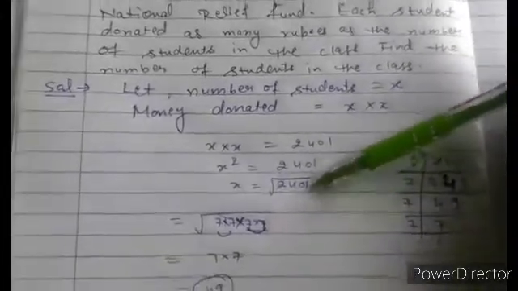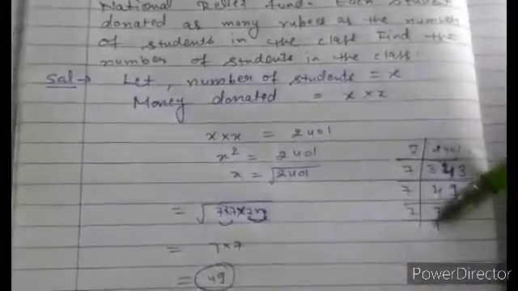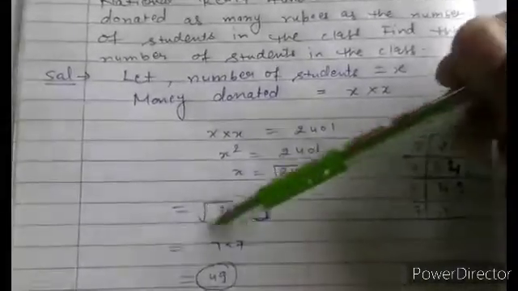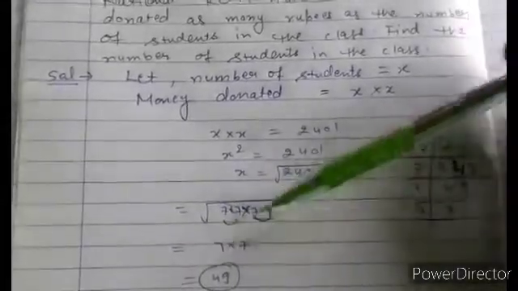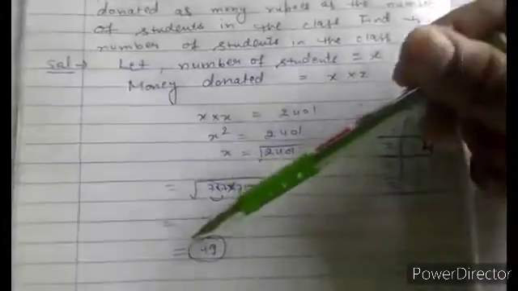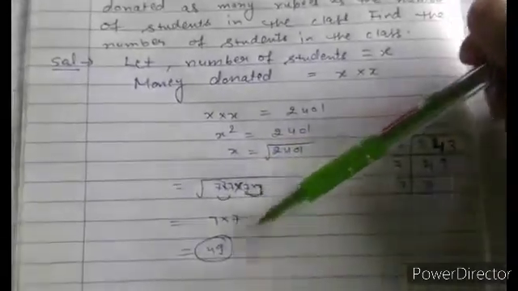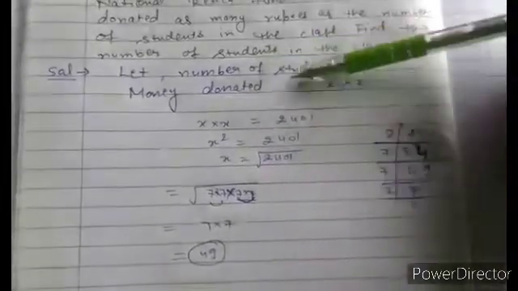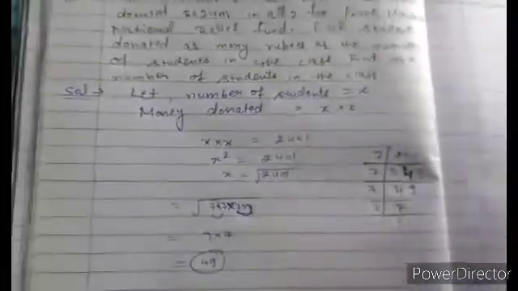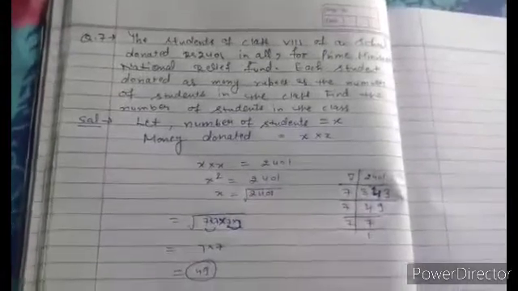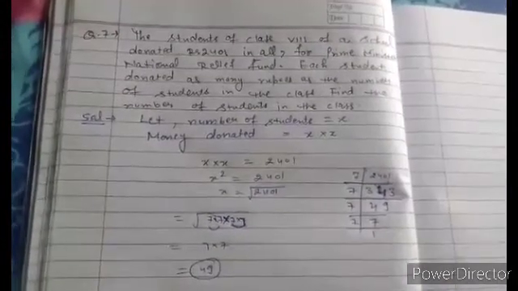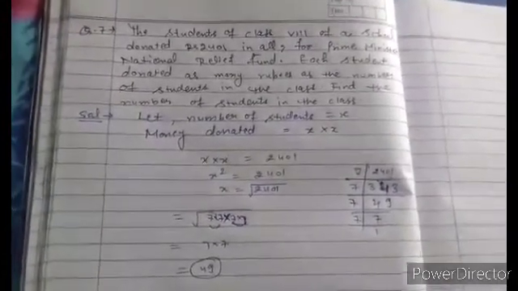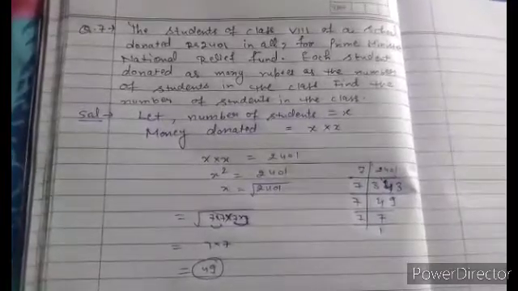So we can find out the square root by the prime factorization method. The factors will be here. Now we have to find the square root, so we have to make pairs. So one number from each pair we will take out. So we got 49. So hence we can say the number of students is 49. This only we needed to find out. So question number 7, exercise 6.3, class 8th NCERT mathematics.